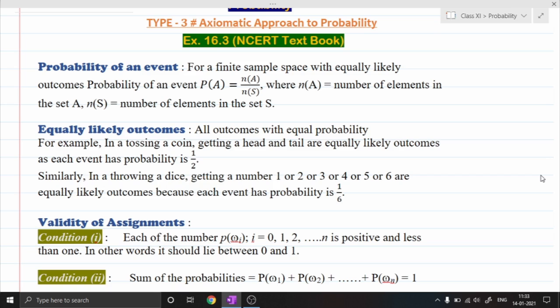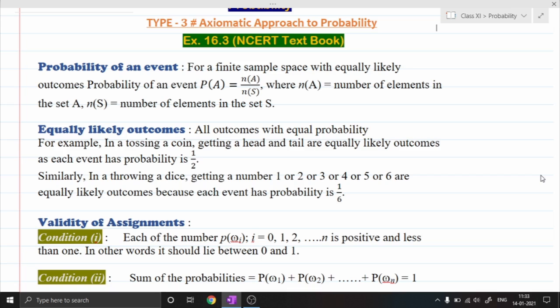So see, the definition is given to us for a finite sample space with equally likely outcomes. Equally likely outcomes we shall discuss a little later. Probability of an event P of A. Suppose A is your event. So probability of an event A will be equal to N of A, as you can see in the numerator, upon N of S. N of A means the number of sample points in the event A, and N of S means the number of sample points in the sample space.